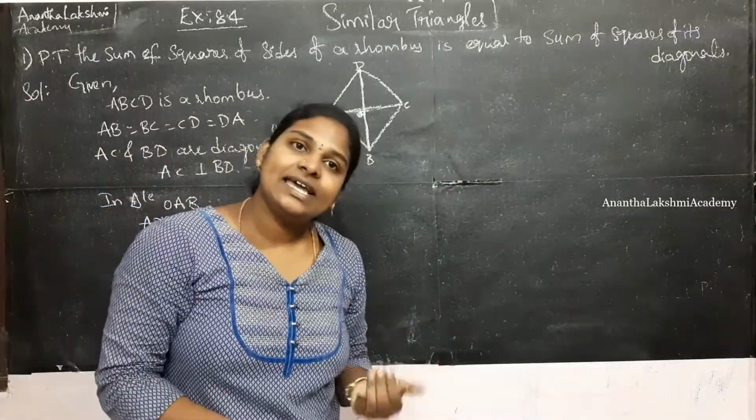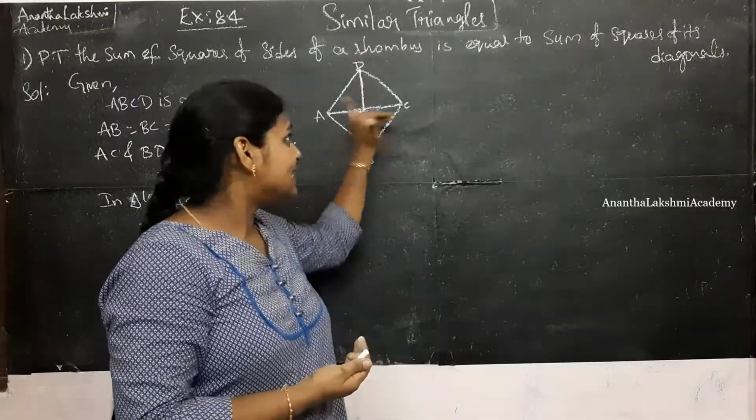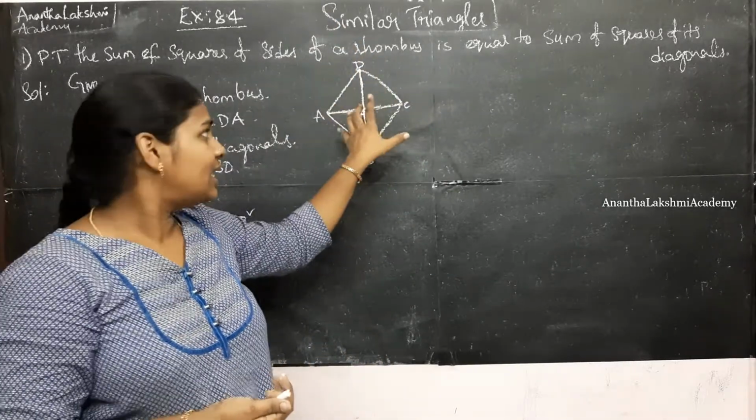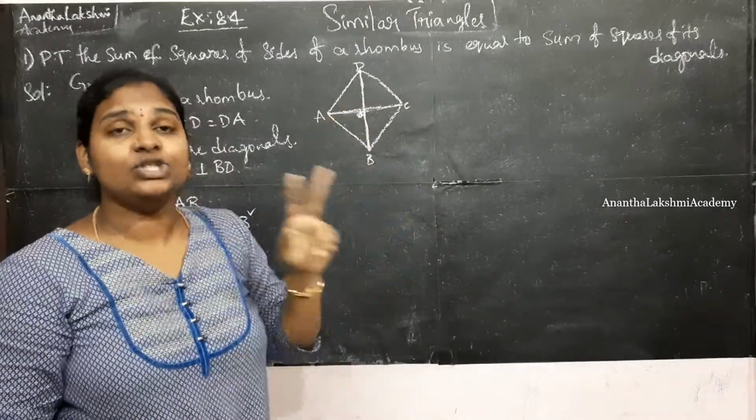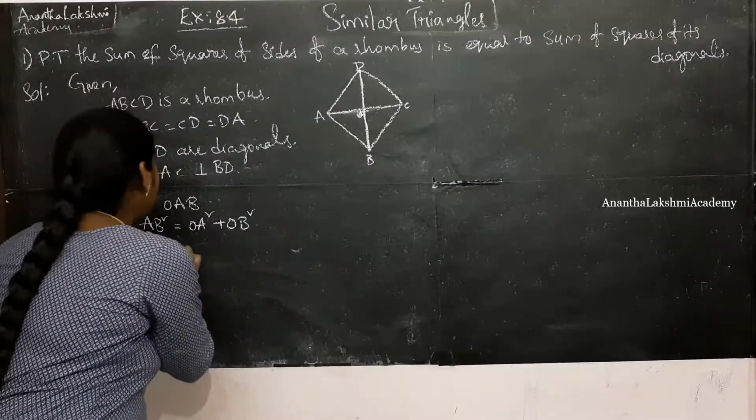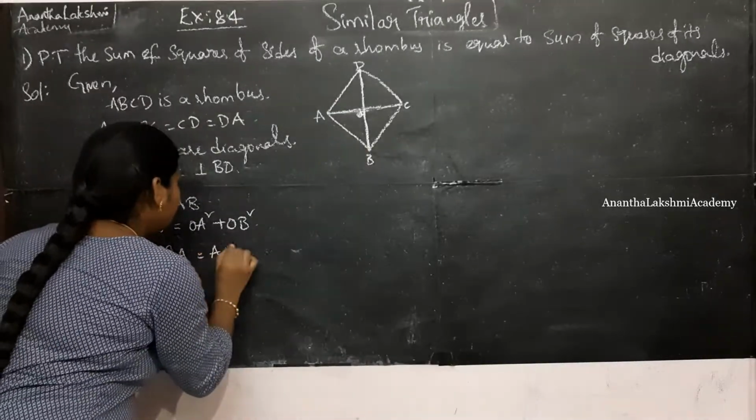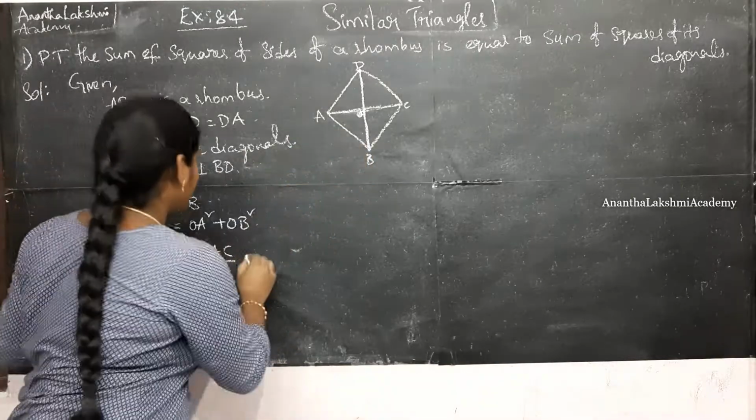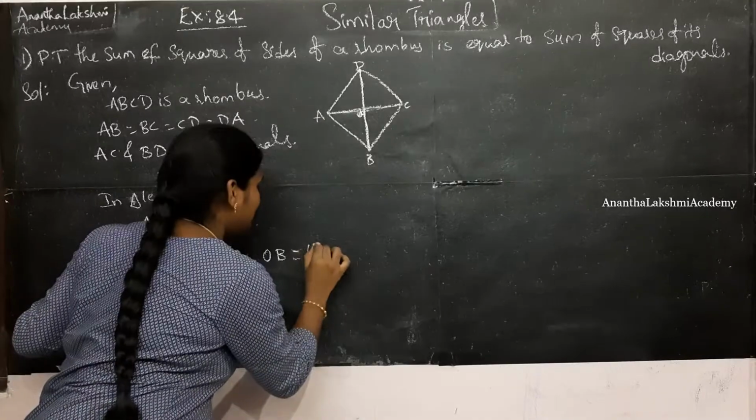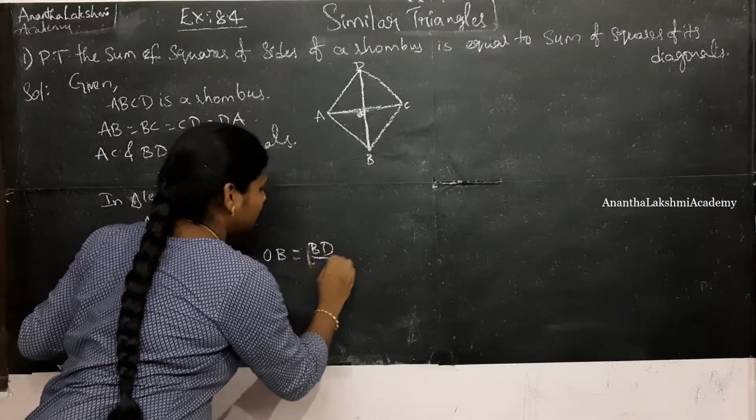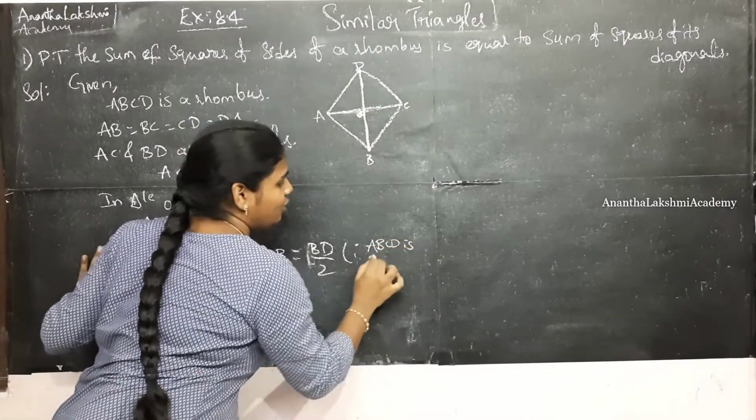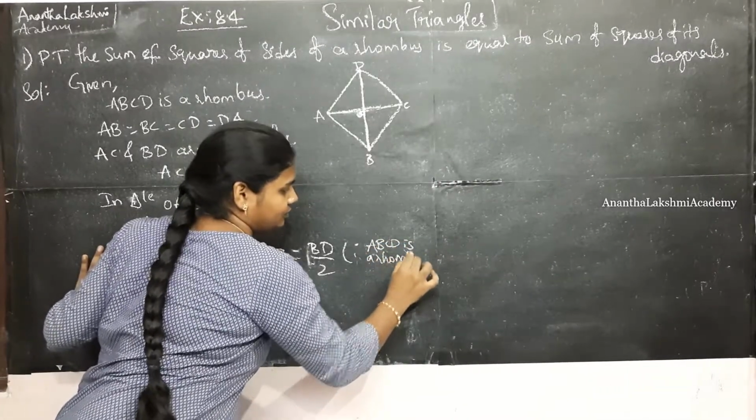Okay, what did we say? In a rhombus, the diagonals bisect each other, meaning they intersect the other diagonal such that it divides the other diagonal into two equal parts, meaning OA is equal to AC by 2 and OB is equal to BD by 2. Why? Since ABCD is a rhombus, the diagonals bisect each other.